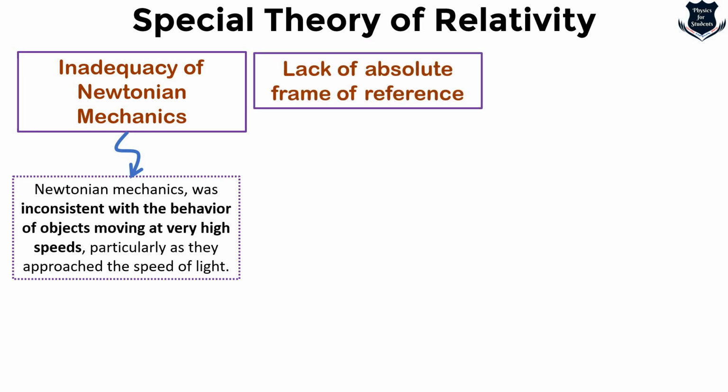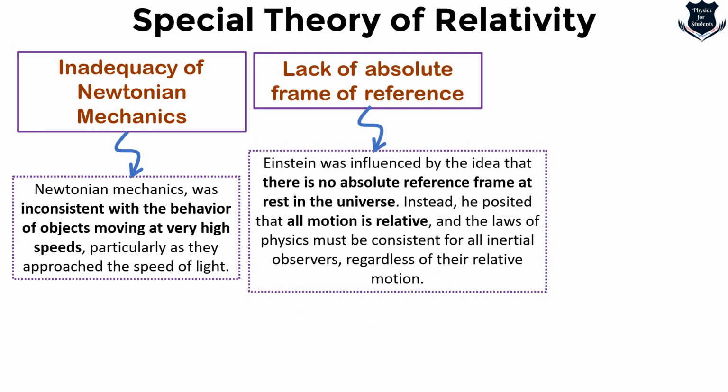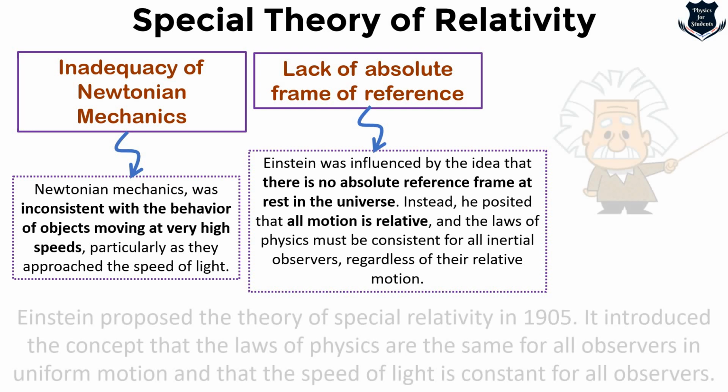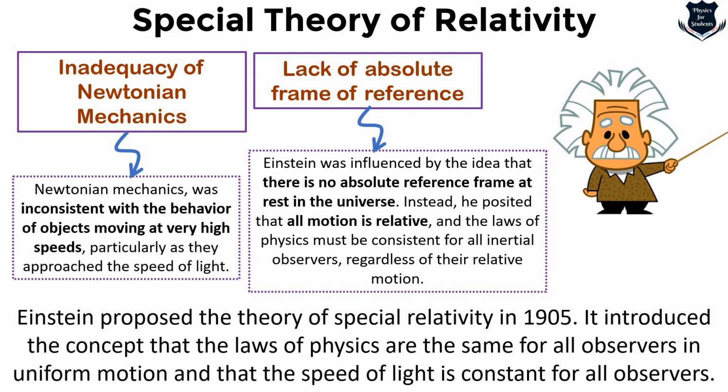Also there was a lack of absolute frame of reference, because Einstein was influenced by the idea that there is no absolute reference frame at rest in the universe, and he posited that all motion is relative and the laws of physics must be considered for all inertial observers. So here you see what we find is that Einstein proposed the theory of special relativity in 1905.